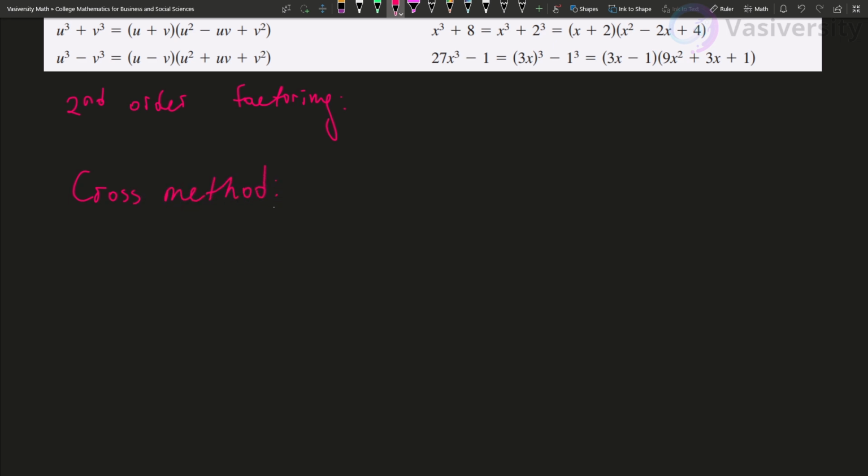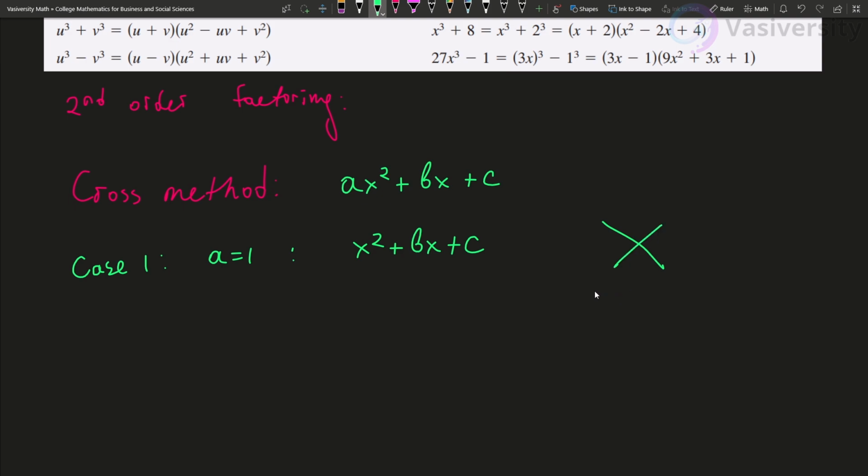So let's say we're given an equation, ax squared plus bx plus c, and we want to factor it. Depending on the coefficients, we can factor specifically by b of x. For simplicity, case 1 is a equal to 1. Then we have x squared plus bx plus c. Okay, so the cross method involves the cross.